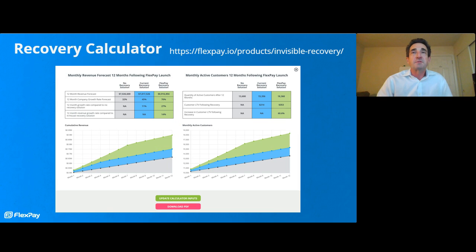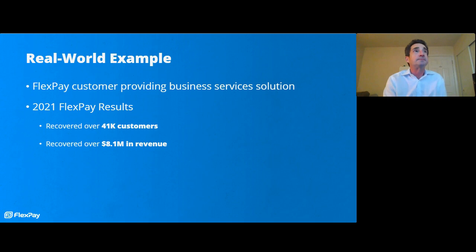So this is why we say the impact of improving the recovery of customers lost to failed payments is the single biggest driver to improving your company's financial health and growth rate that's possible. To give you an example with one of our customers, and this is a real world example for 2021 results, one of our customers is in the business services space. They have over 41,000 customers, and we were able to recover over $8 million in revenue for them just in last year alone. So the amount of dollars that we're able to recover for businesses is incredibly substantial, incredibly meaningful.